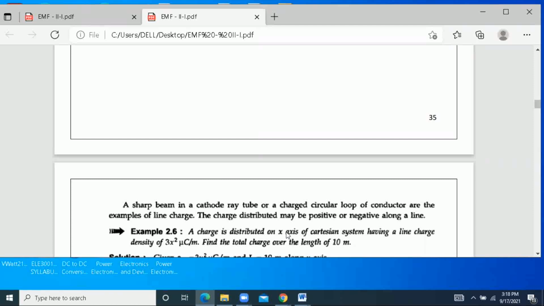So what do you do with the x squared? No, when you integrate, you would get 30.